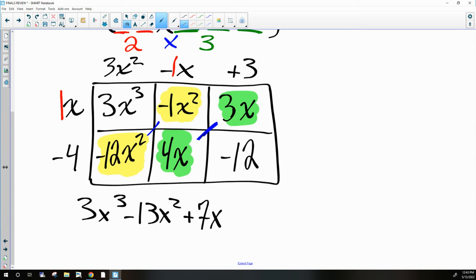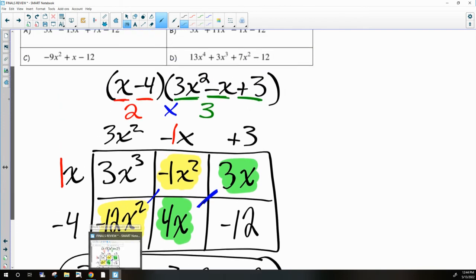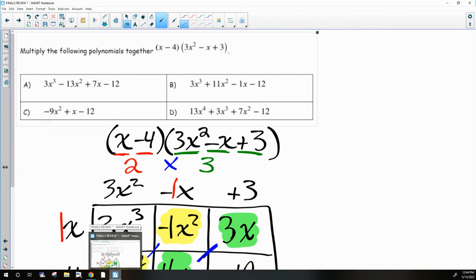And negative 12, did that have any like terms? No, so it's minus 12 at the end. How do we get 13 again? Negative 12x squared plus negative 1x squared is negative 13x squared. So you just brought that 3x to the third down, because it didn't have any like terms. And the green one, 4x plus 3x, is 7x. Which means our answer to our multiple choice question was A.